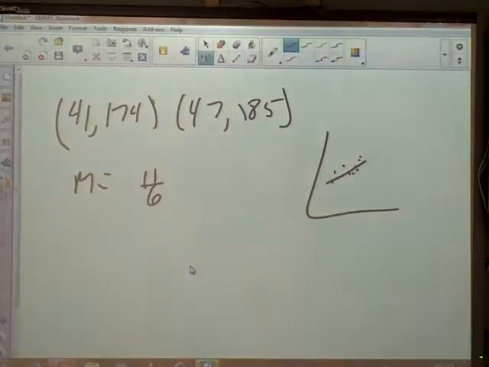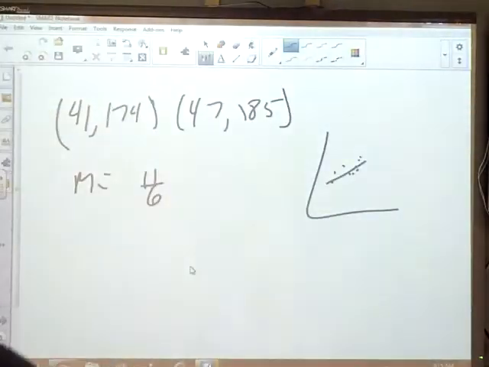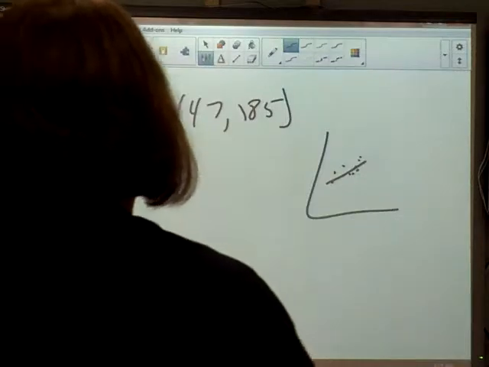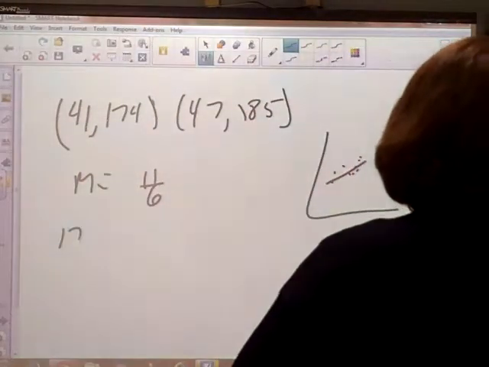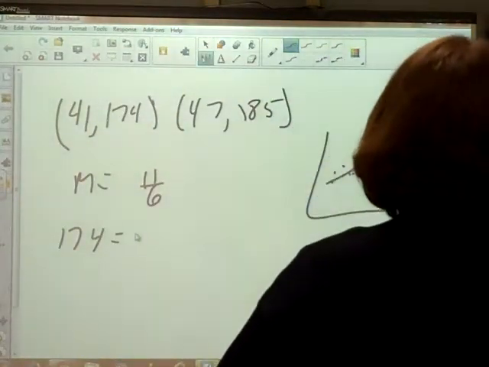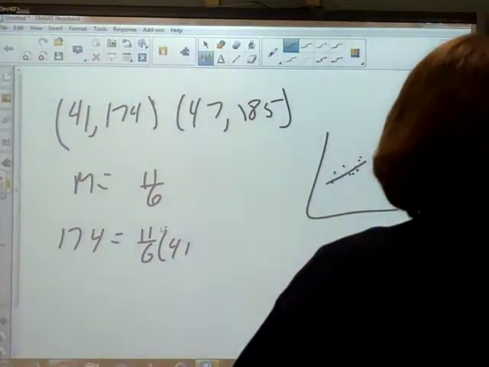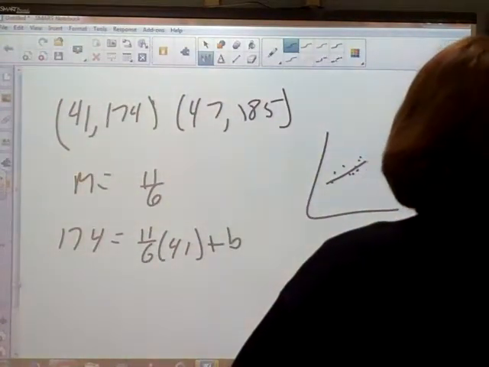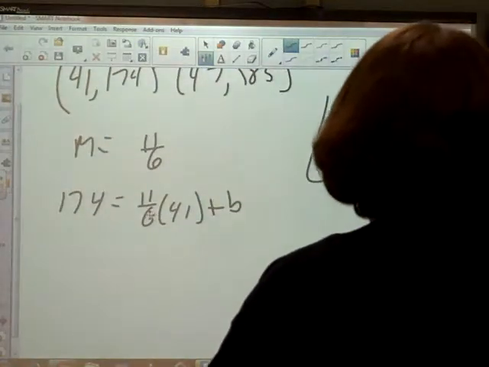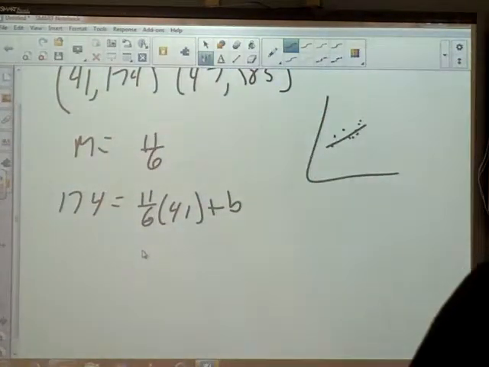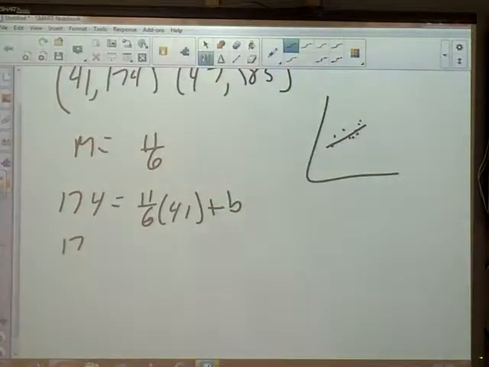Alright, so I'm going to use just that first one there, the 41 and the 174. So y'all help me out here. y equals mx plus b, so 174 equals m times x, and my x that goes with that one's 41, plus b. Good job. Now, I don't have any idea what 11.6 times 41 is. 75.17, thank you, Mr. Stephen. I'm trying to solve for b.